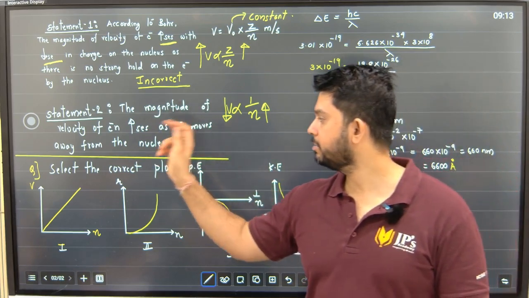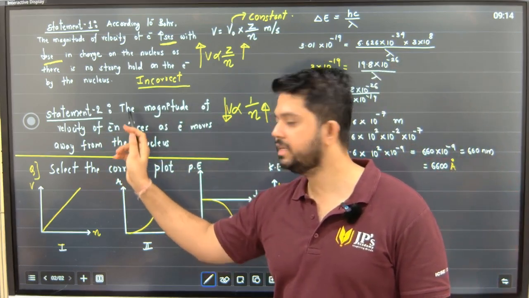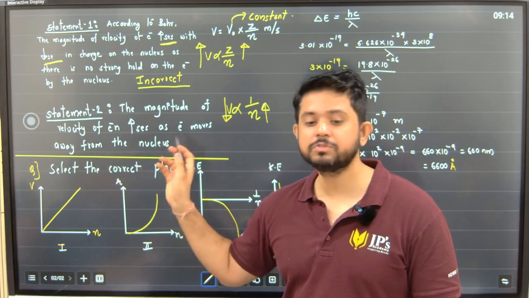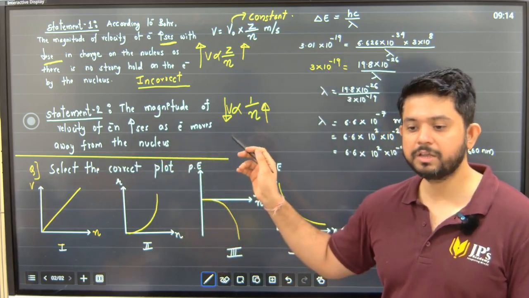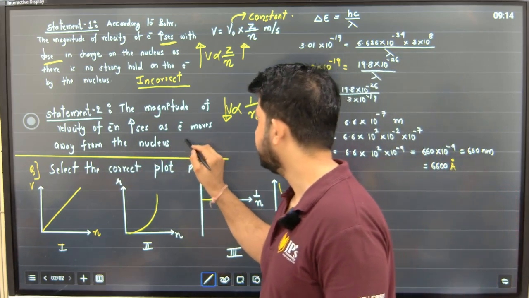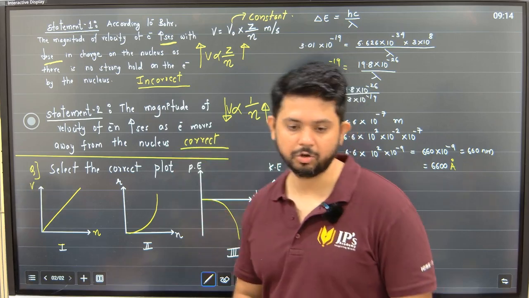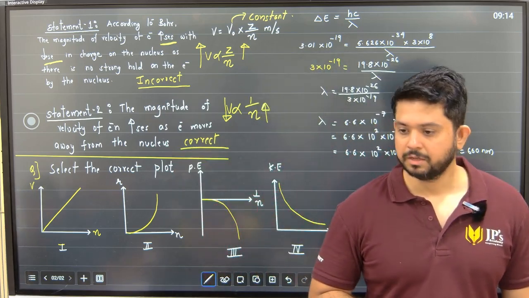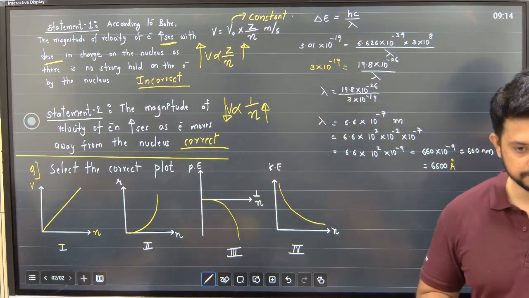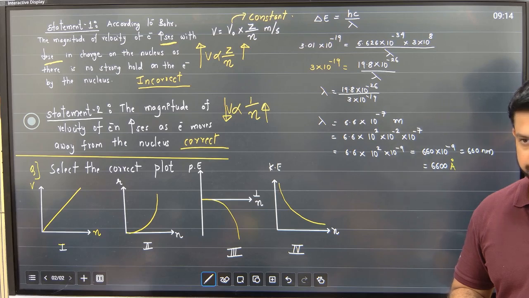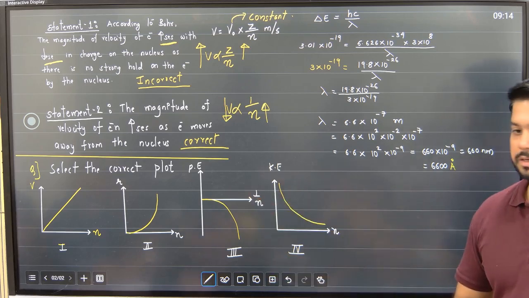Now let's read the statement again. The magnitude of velocity of electron increases. Magnitude बढ़ता है velocity का as the electron moves away from the nucleus. ये statement true है कि false है? That statement is correct or true. Anyone who did not get that? Yes or no? Chalo.